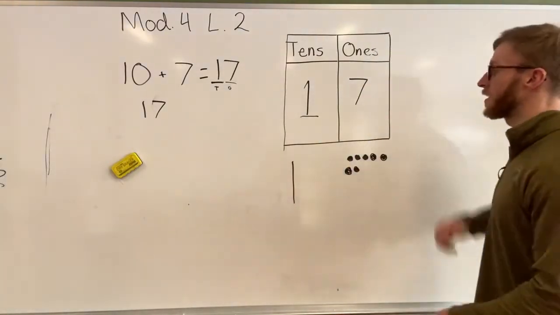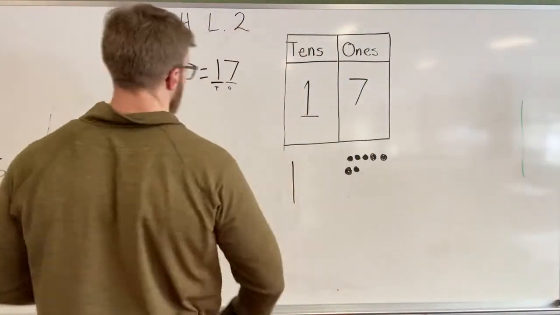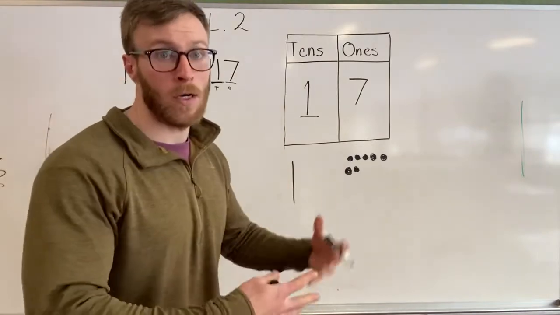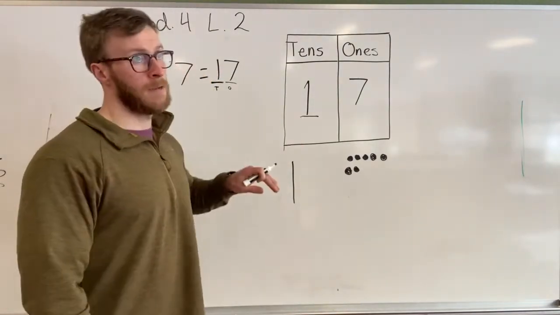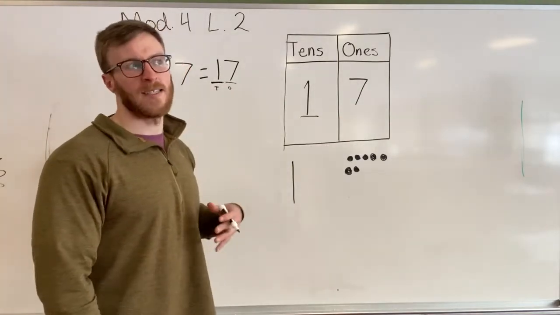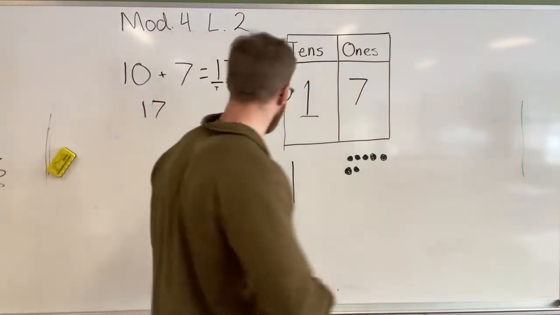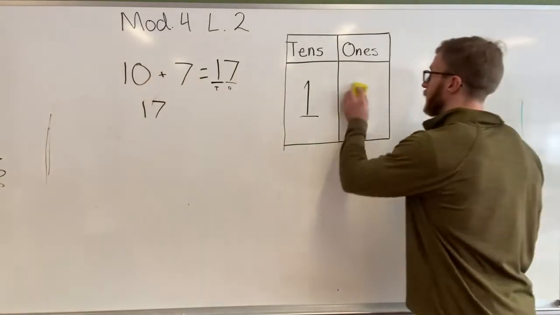Okay, so there's 17. So what you're going to have to do on your worksheet is, it's going to say, there are blank tens and blank ones. You need to fill in the blank. So you would say there is 1 ten, and there are 7 ones. I like to say 7 extra ones, okay? Well, let's try a different one. So you guys can do this one with me.